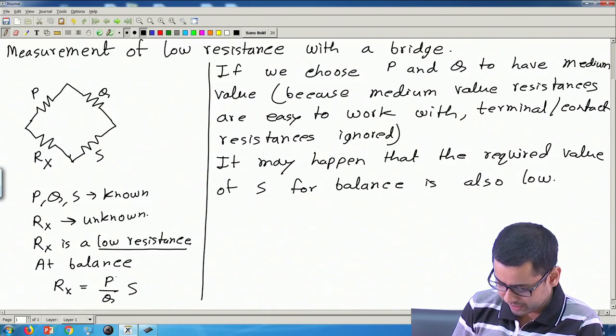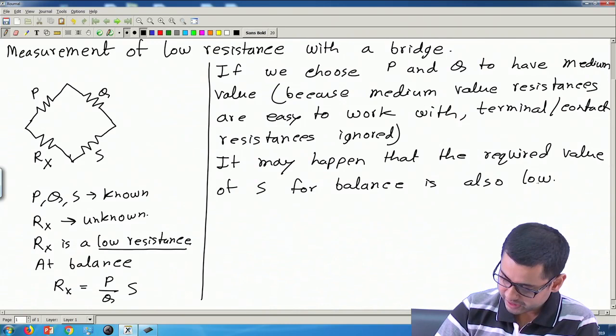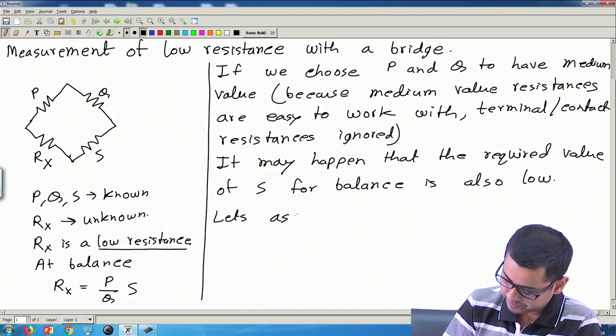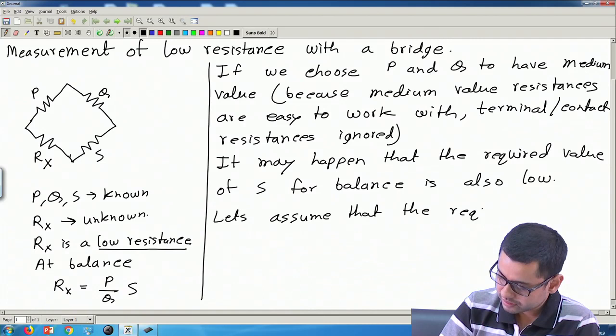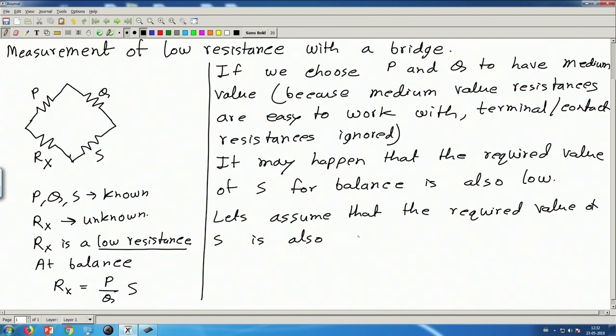But it may happen that, medium by medium, it may be a medium value. So for S, we need possibly a small value so that the right hand side is again a small resistance, because the left hand side is a small resistance. So we may or may not need a small value of S to get this balanced. Okay. So let's assume that the required value of S happens to be small, is also small, also low.